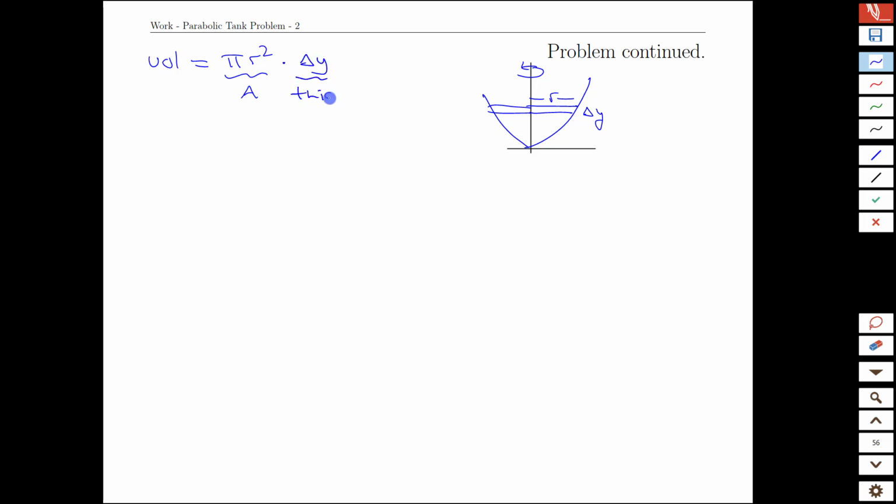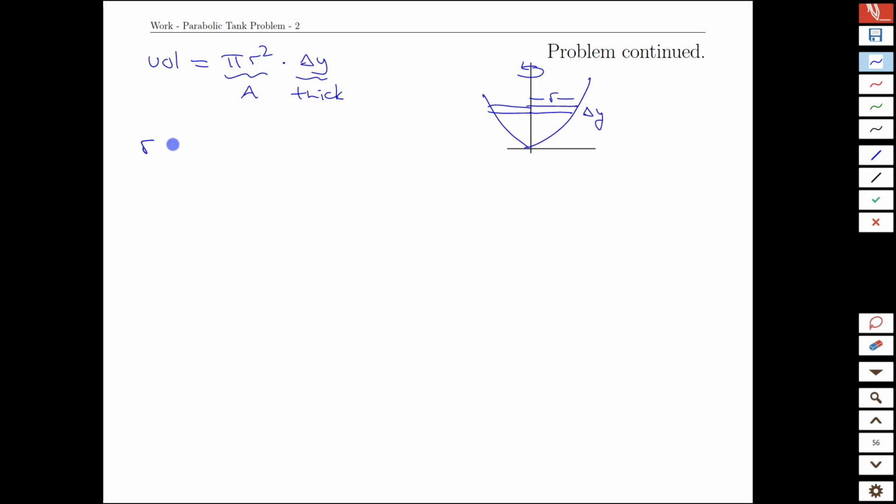That'll give us a volume. And again, it's not quite a perfect cylinder, but the smaller delta y gets, the more accurate this gets. And when we do an integral, our delta y's are going to 0 anyway, so this is a perfectly good approach for finding the volume. The challenge then is finding the r.